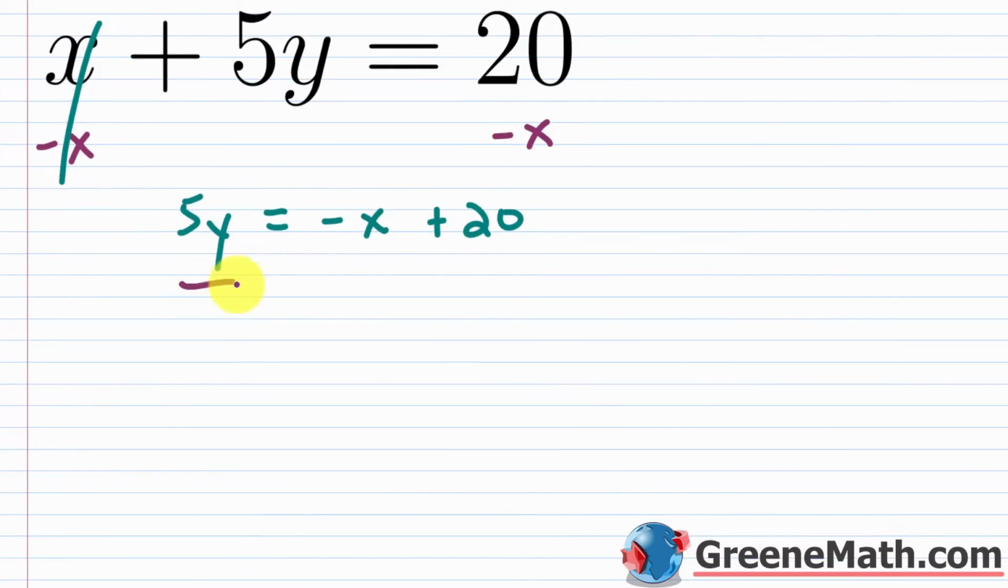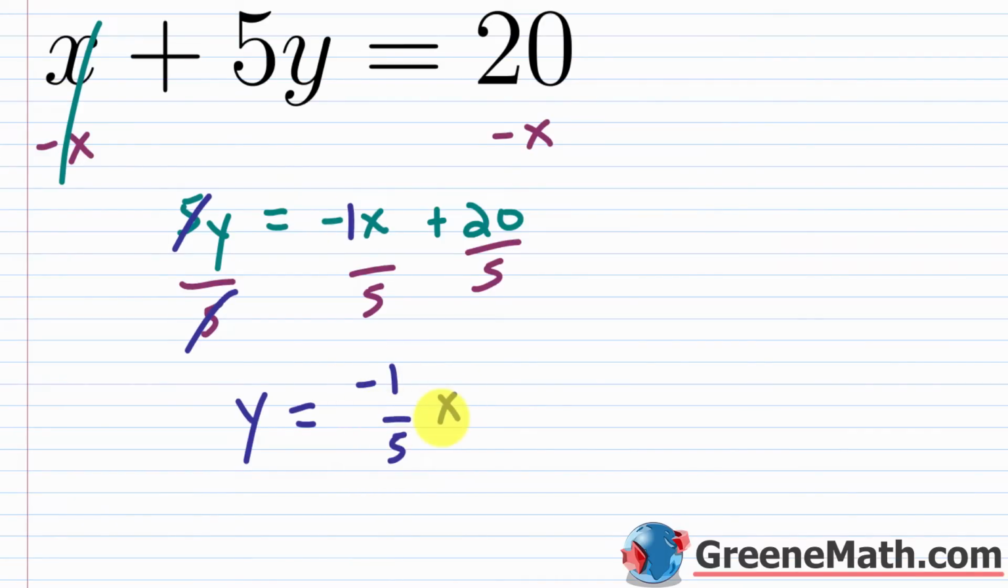What I do here is divide everything by 5. And let's cancel this away. Y is equal to, again, you could put a negative 1 there to make that crystal clear. This is negative 1/5, so that's the slope. It's the coefficient of x. We found that earlier. And then plus 20 over 5 is 4.